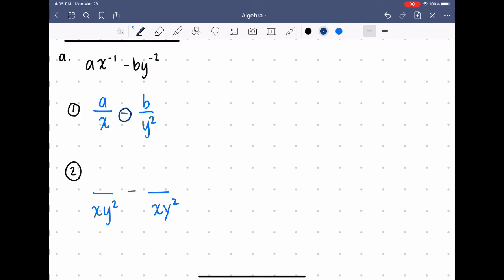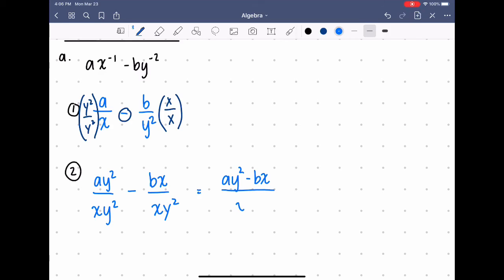And I have to multiply my first term by y squared over y squared. My second term by x over x. So this becomes a y squared, and this becomes bx. I have to put it all together. So it would be a y squared minus bx all over xy squared.